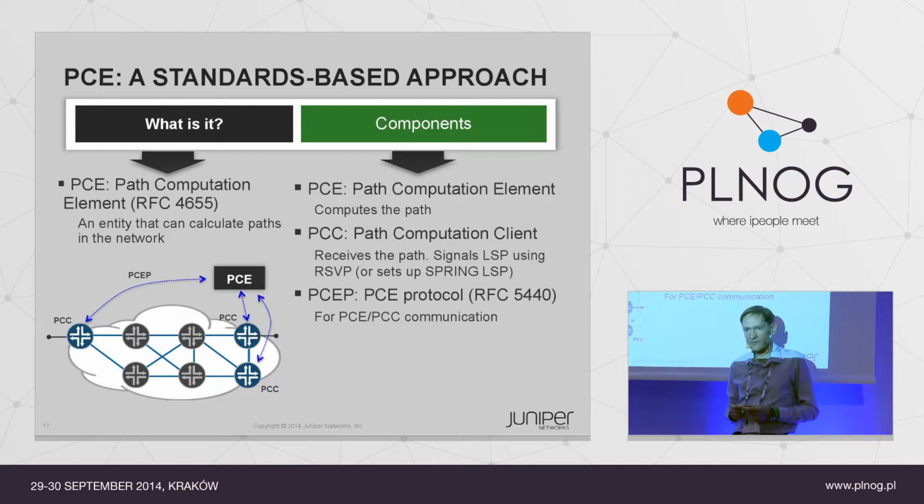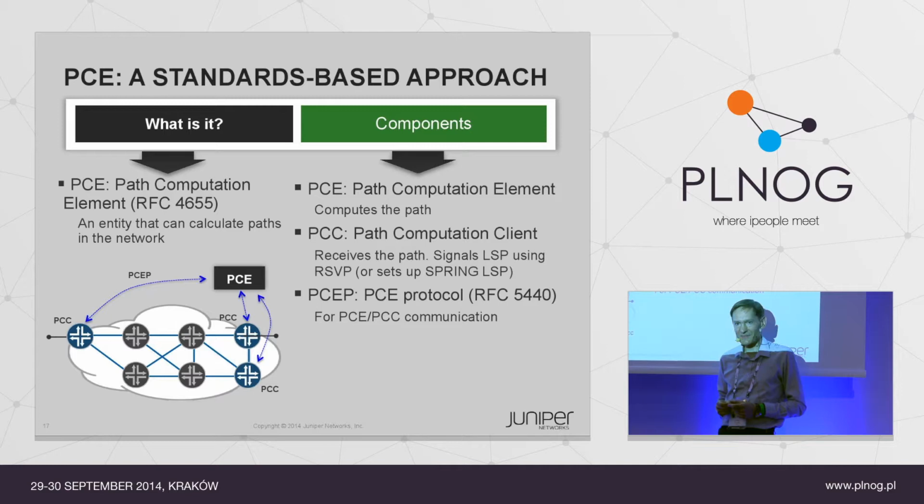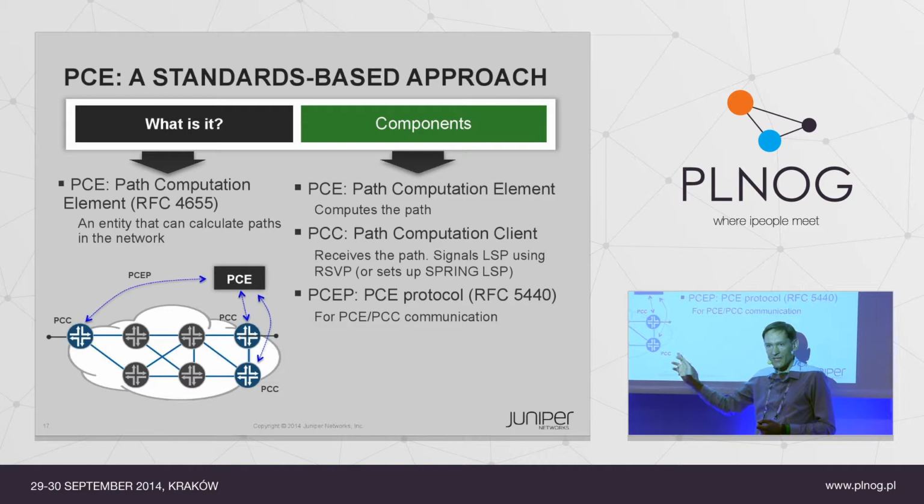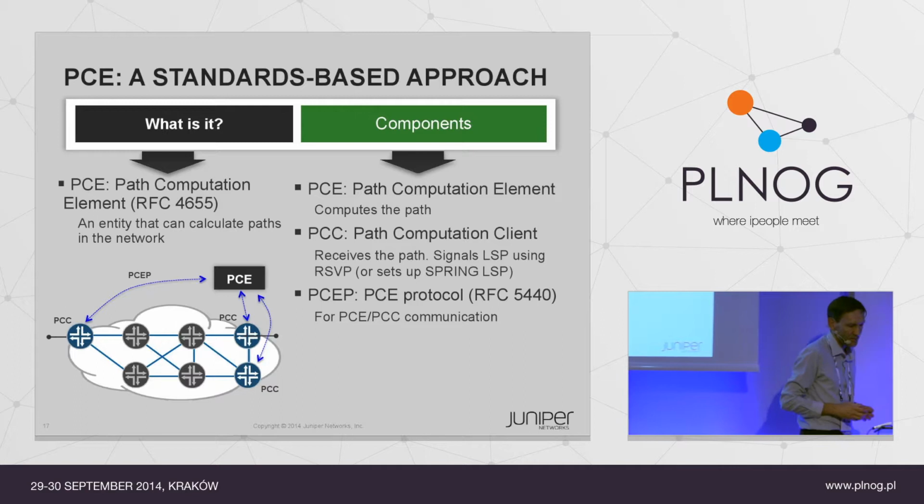All of those are set by the central controller and passed to the ingress router using the PCEP protocol. Then in turn, the ingress router signals for that LSP to be set up using RSVP, and then it signals back up to the controller a confirmation that the LSP is indeed up and running. And so the controller has real-time visibility of the fact that the LSP is actually up and carrying traffic. So that's the essence of the PCEP protocol.